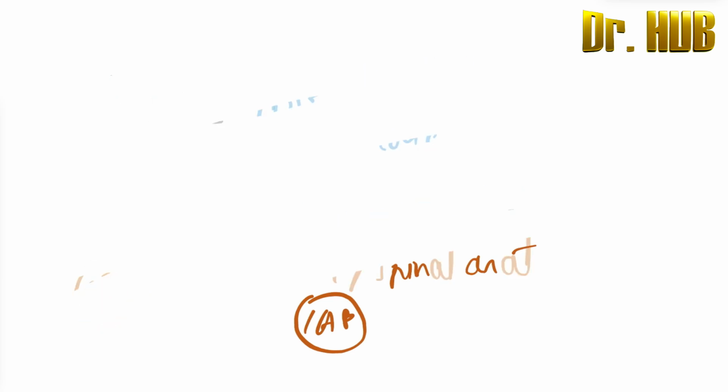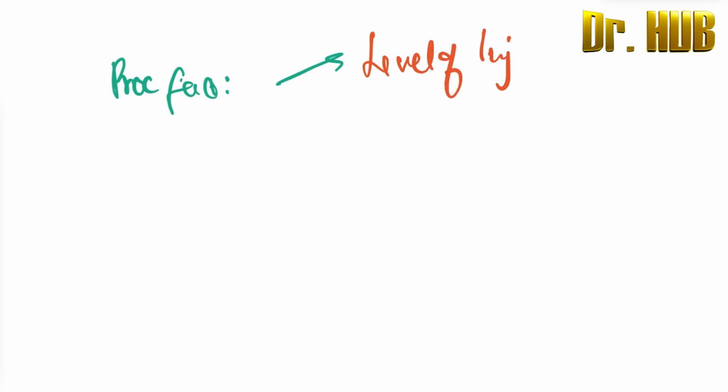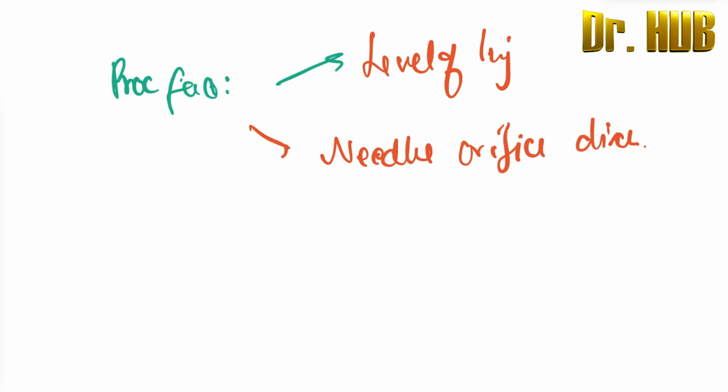Then lastly, there is the procedure factor. What will be the procedure factor under less important? It will include the level of the injection. Next is the needle orifice direction. And then there is the needle type.